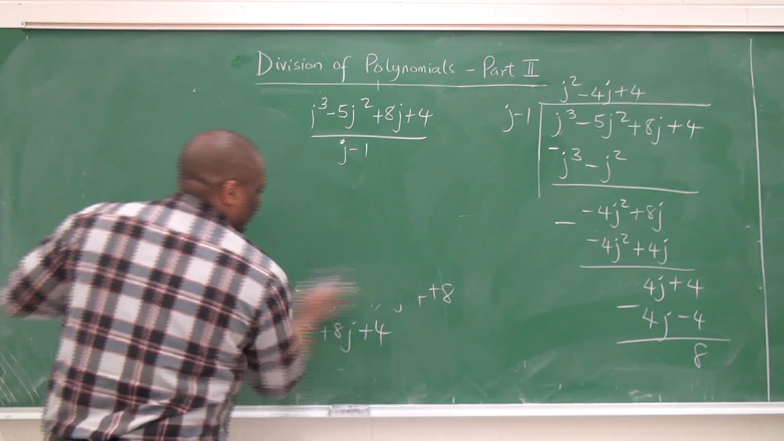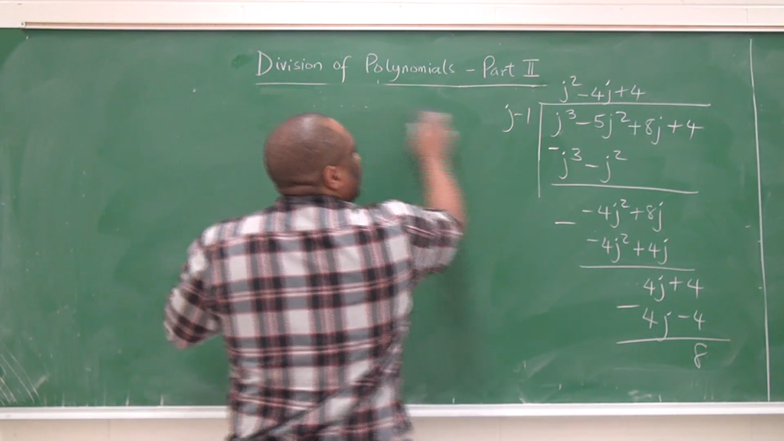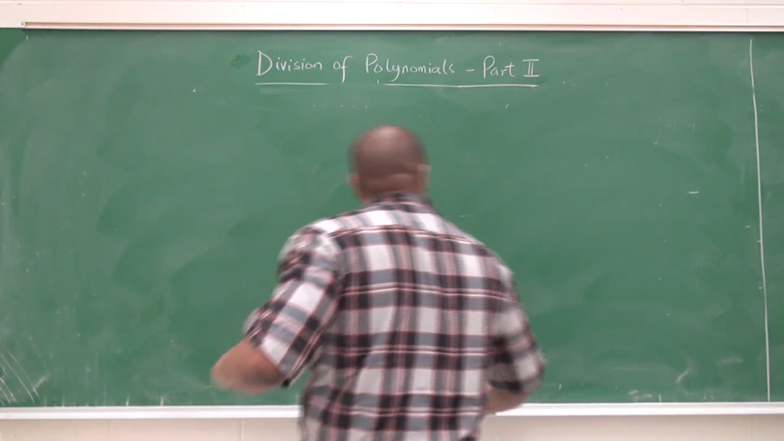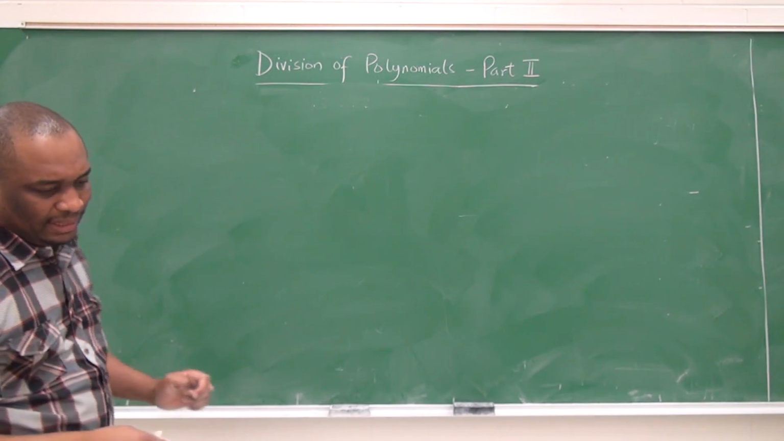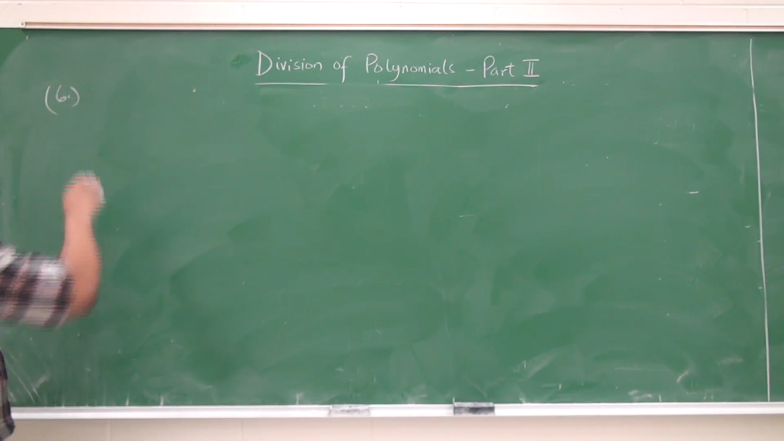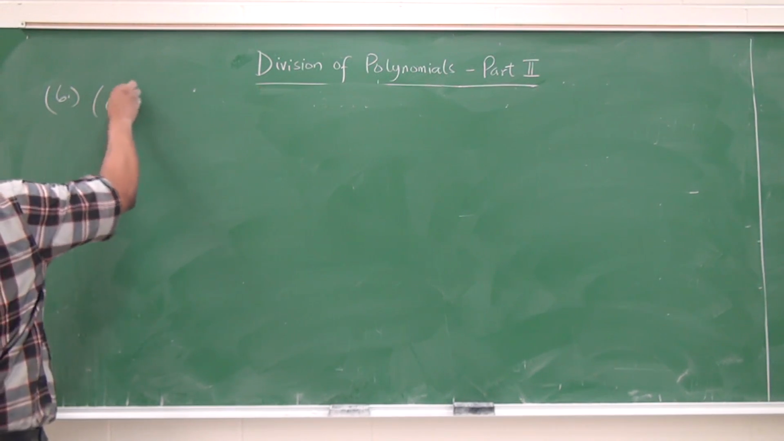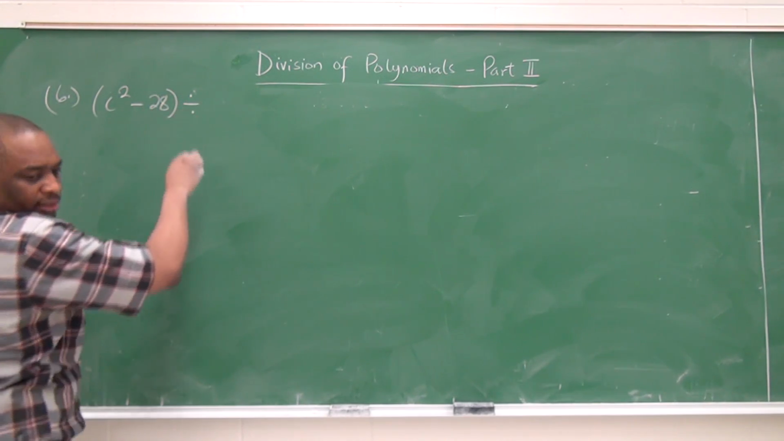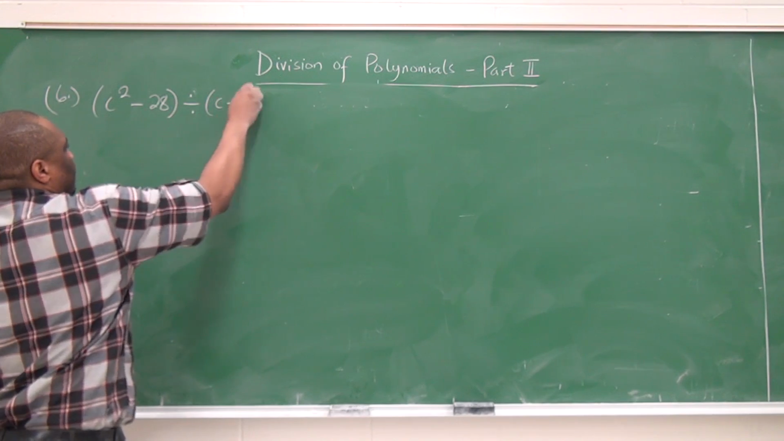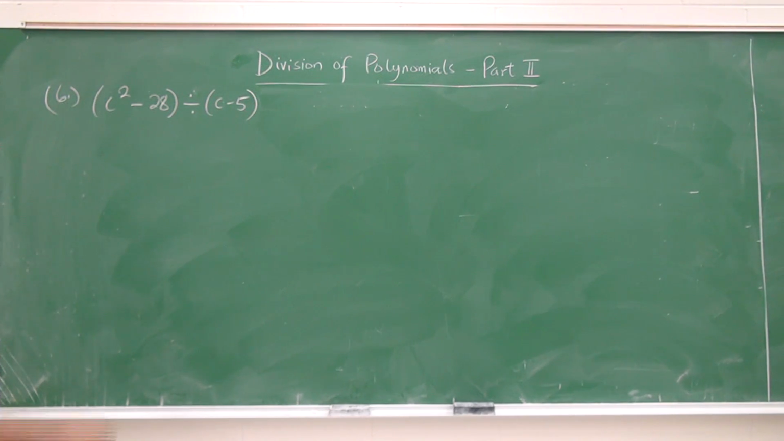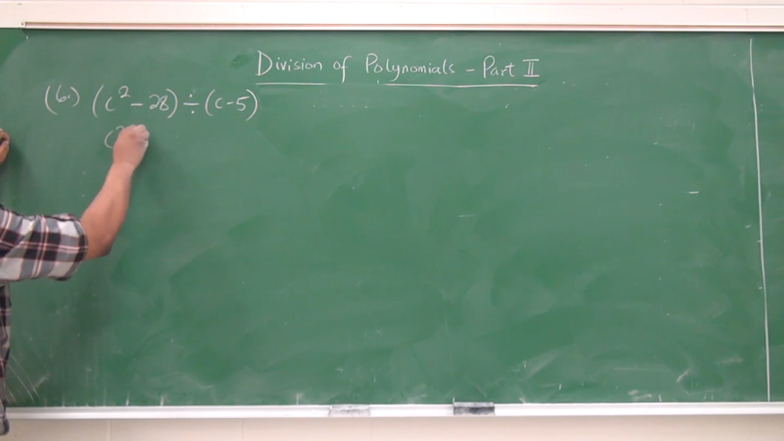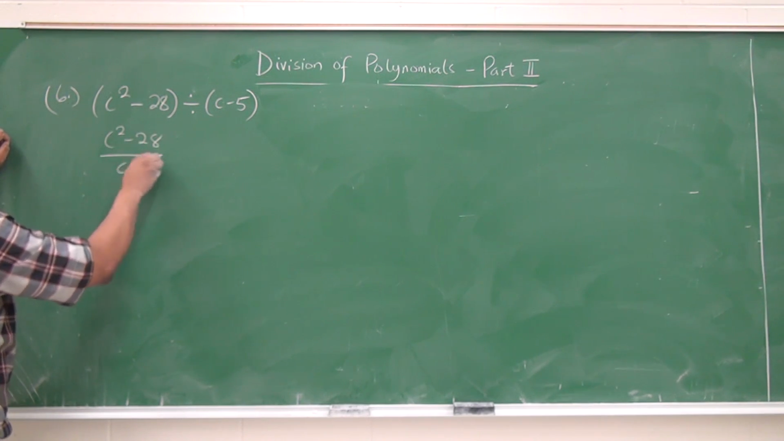Number 6. So I'm just doing all these varieties to kind of tell you what to expect. Number 6, another variety, I think this should be pretty easy. C squared minus 28 divided by C minus 5. Okay, we are now in the era of incompletes. So let's look at this for a moment. This is C squared minus 28 over C minus 5.